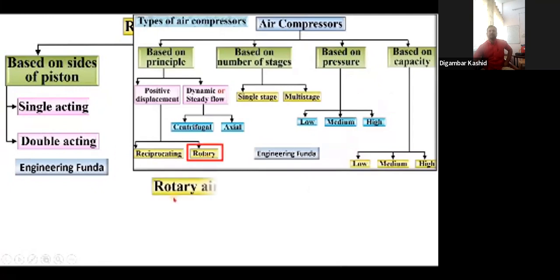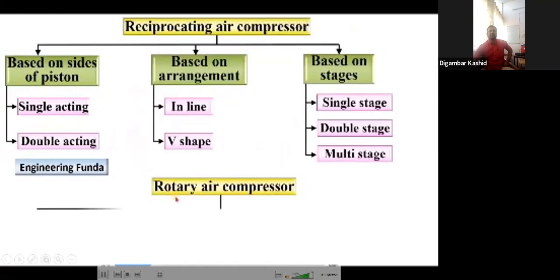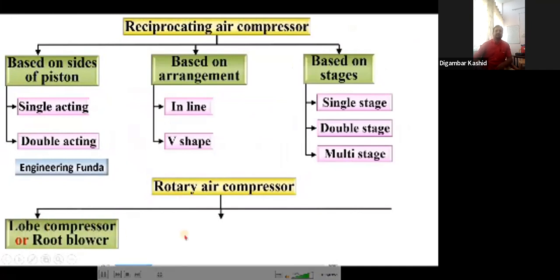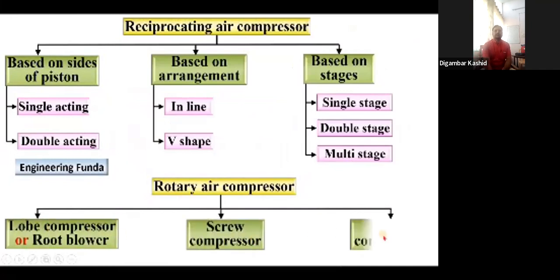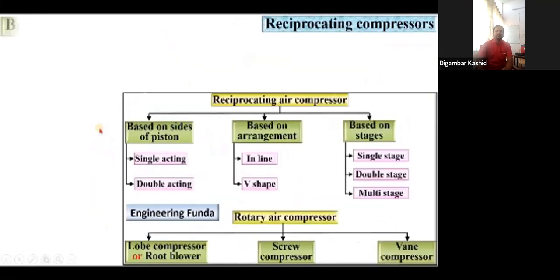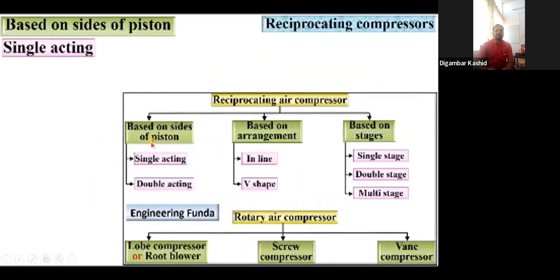Now, rotary compressor is also further classified as lobe compressor, screw compressor, and vane compressor. Let's see one by one briefly all these types of compressor. So let's start from the base on sides of piston. First one, single acting.